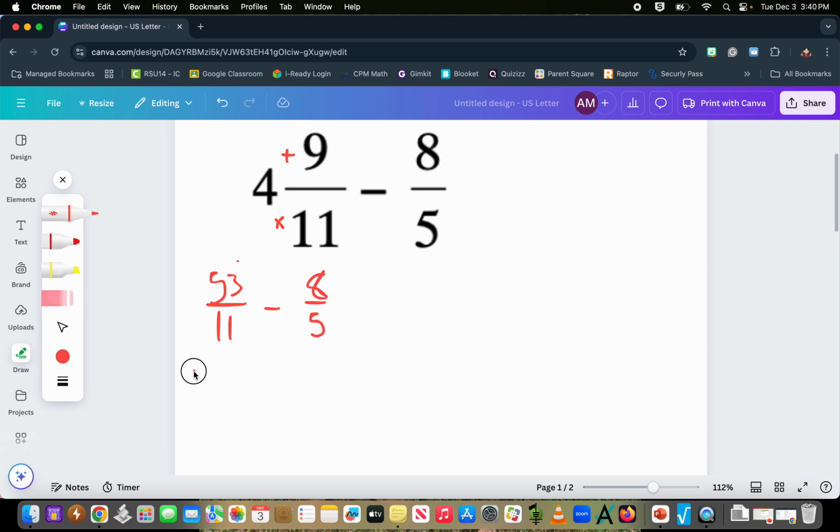So let's start with 5 and 11. So 5, we're going to skip count. So 5, 10, 15, 20, 25. Now we'll skip count by 11s. So 11, 22, 33, 44, 55.